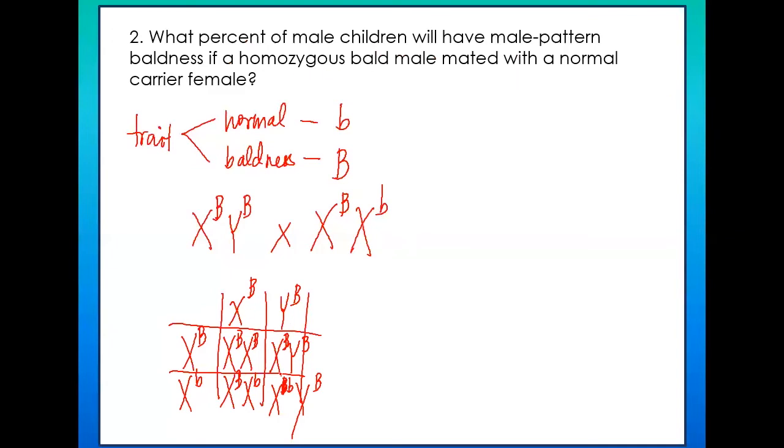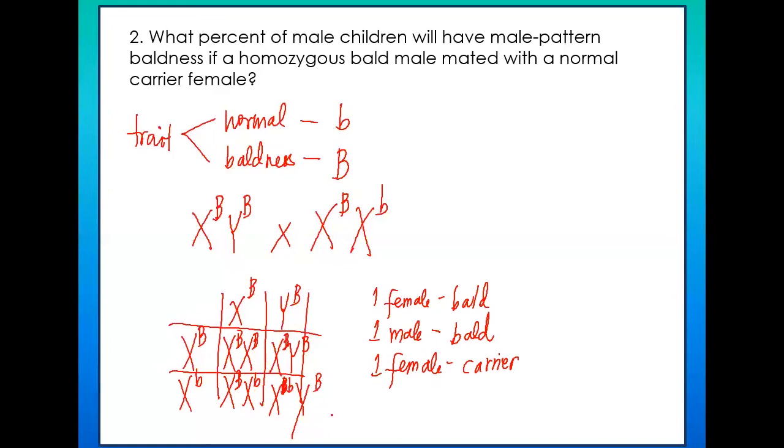Upon looking at the genotypes of the possible offspring, we can write here that we have one female who is bald. Did you get it? Because both alleles for baldness are present in this genotype. So another, one male who is bald. Here, one female carrier, with the baldness allele and the normal allele.